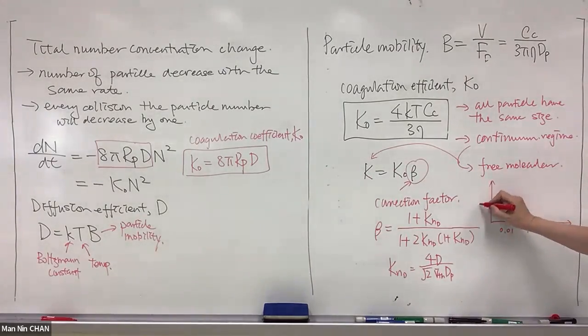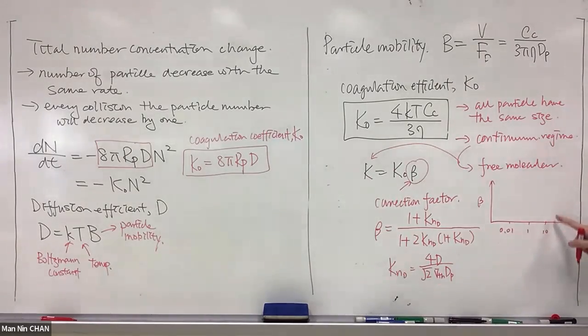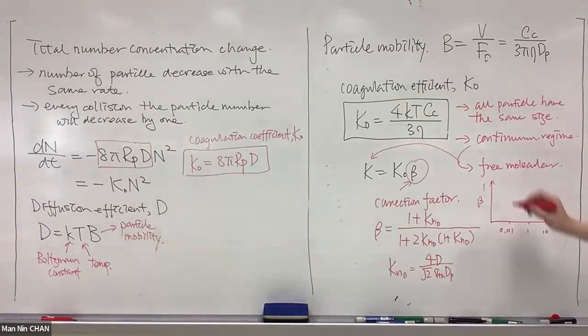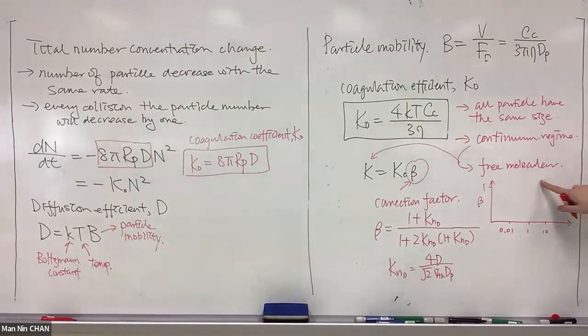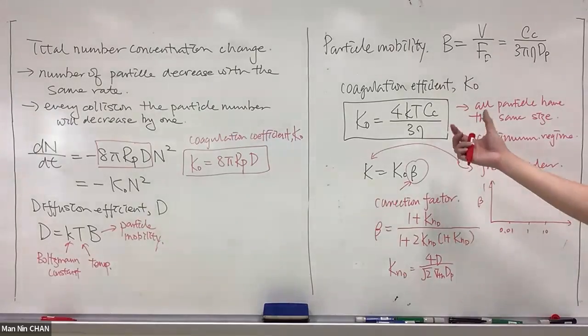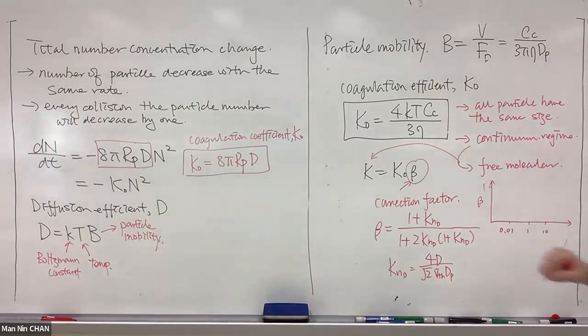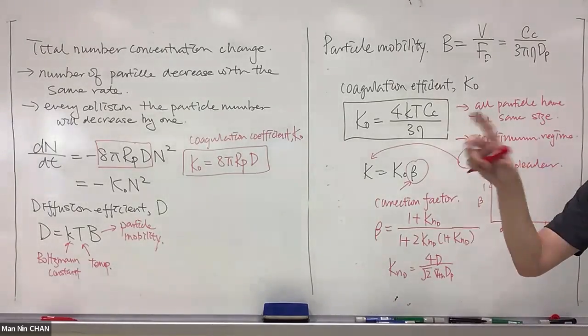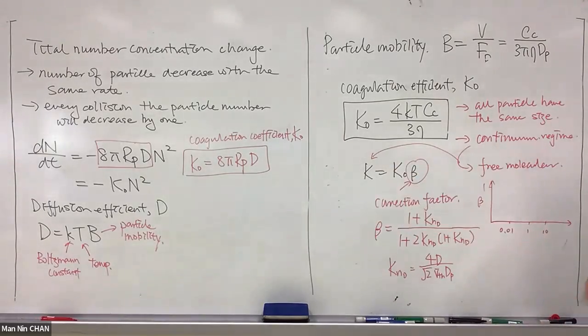So of course, when your particle size is big enough, then you are in this continuum regime, so your beta will be just 1 for a large particle. It turns out that when your particles get smaller and smaller, this coagulation coefficient will decrease in the free molecular regime. Later we're going to talk about what factor will affect this collision coefficient.